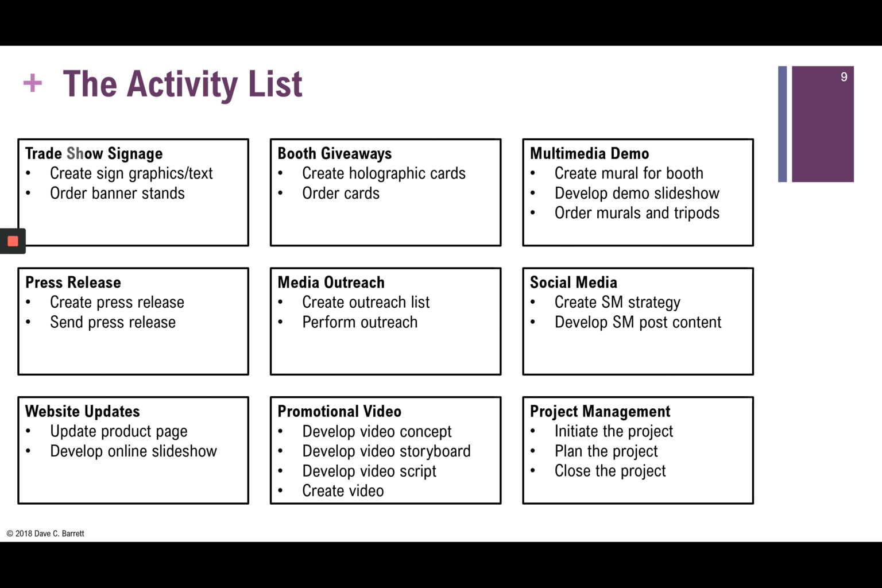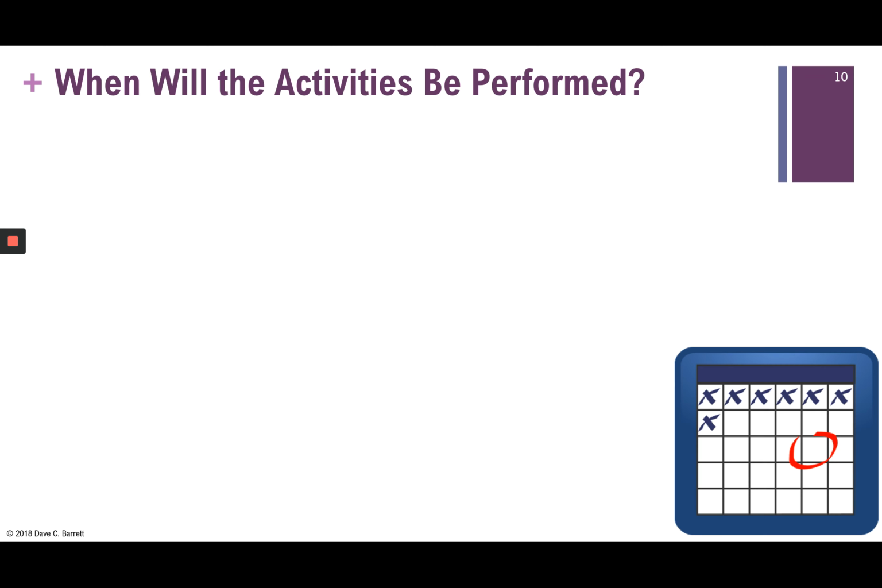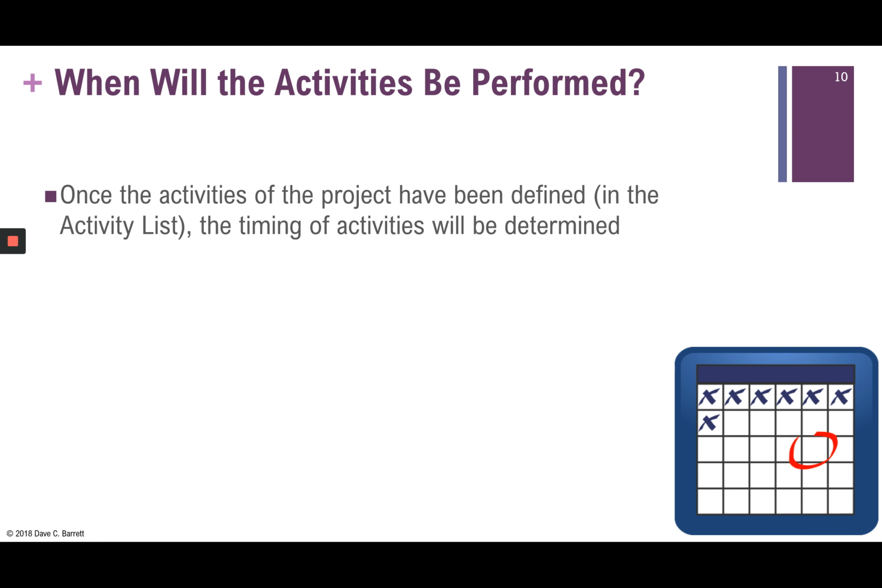But here's what Sophie came up with in terms of her activities, and this is the activity list. So this is the activity list, or the list of activities to be done. Now the next question is, when will the activities be performed?